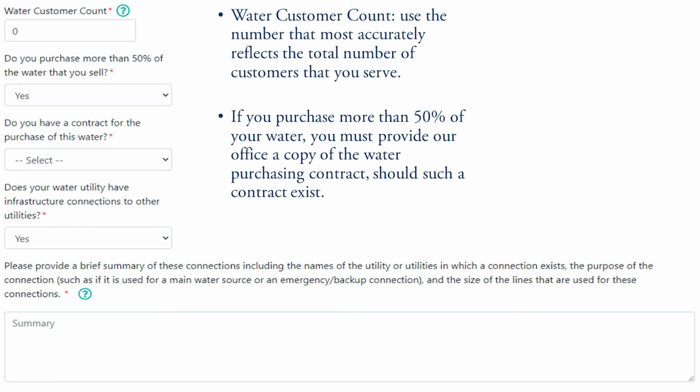Next, we ask if there are any infrastructure connections to other utilities for the water utility, and then we ask for a brief description of those connections if any of those connections do exist.